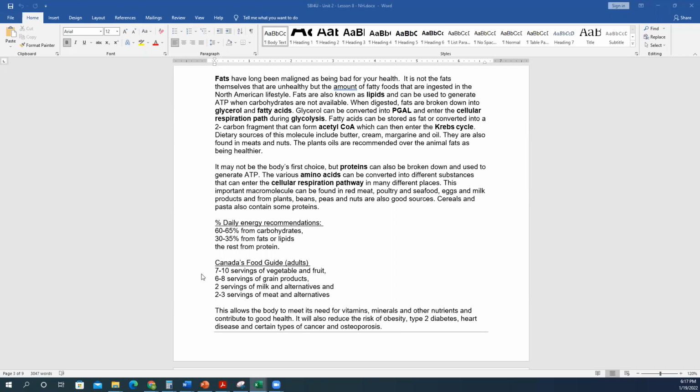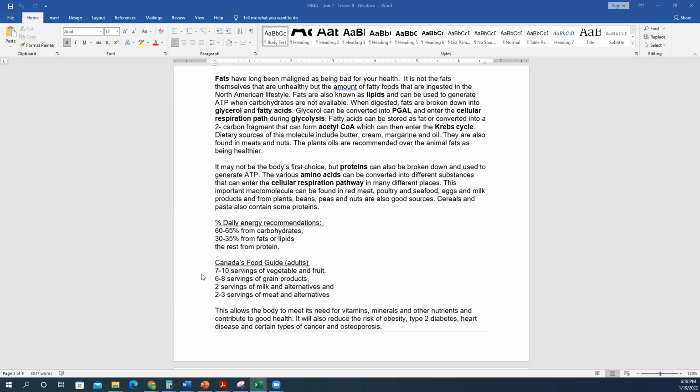And this important macromolecule, the protein, is found in things such as red meat or poultry, seafood, eggs, milk products too, but also in plants, certainly in beans and nuts. Those are all good sources of protein. And cereals and pasta also contain small amounts of protein. As you can imagine, all of these grains are ultimately cells, and cells have machinery and enzymes that do their work, and all of those are made up of proteins. So at some minor amount, these cereals and pastas also contain protein.